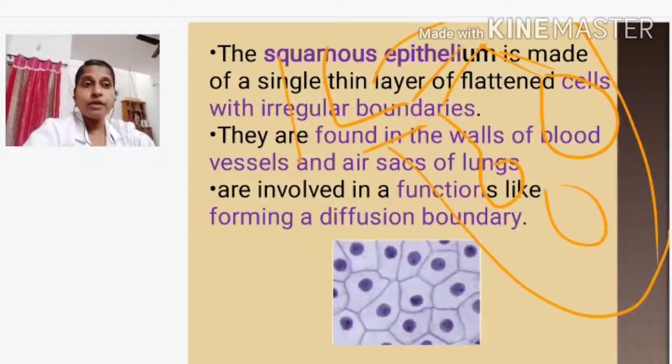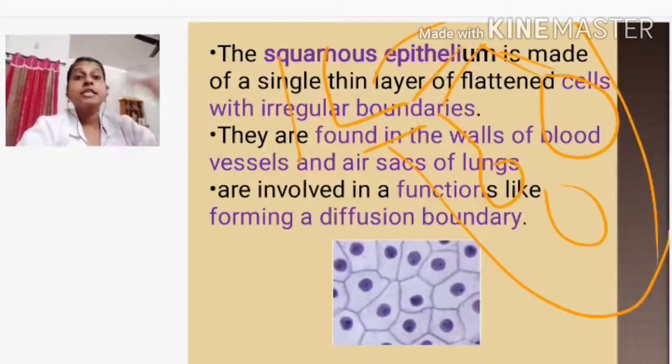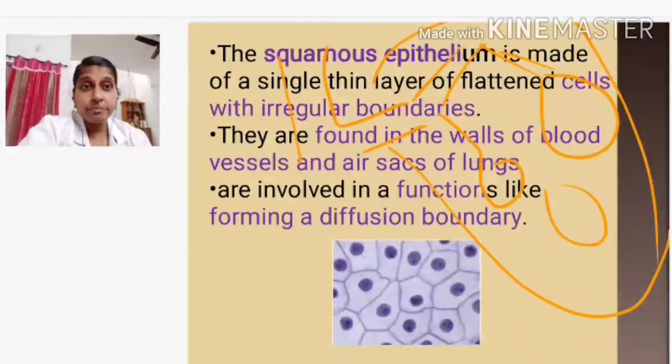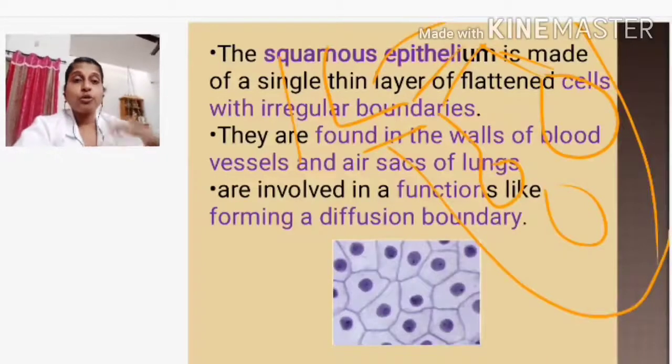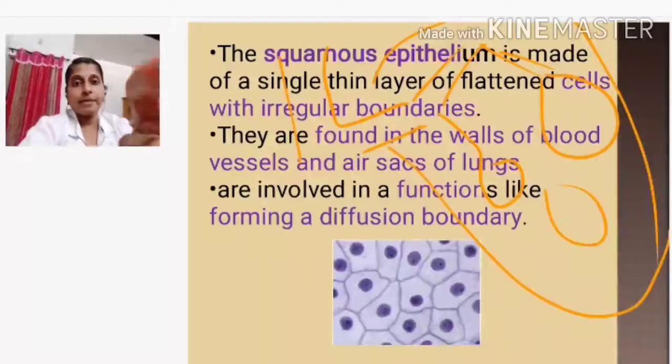They are involved in functions like diffusion. So, mainly they are helping in diffusion of gases, and of oxygenated and deoxygenated blood from one part of the body to another. These are playing a major role, that is simple squamous epithelium.